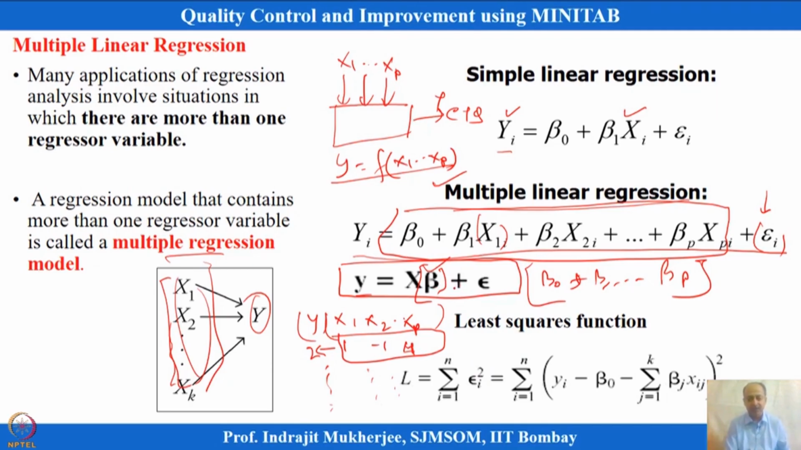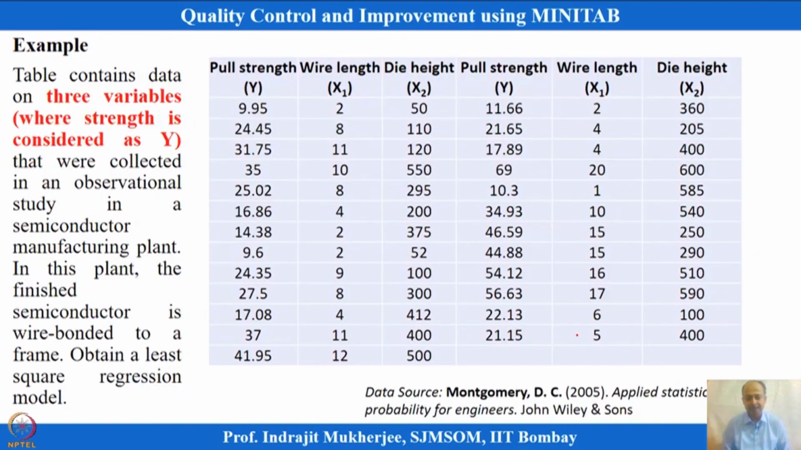by matrix formulation, by matrix algebra, we can generate the value of beta, and this is based on least squares, that is error minimization. Basically, it will minimize error, different partial derivatives will be taken, and that will give me the values of beta 0 up to beta p. And MINITAB does it automatically for you.